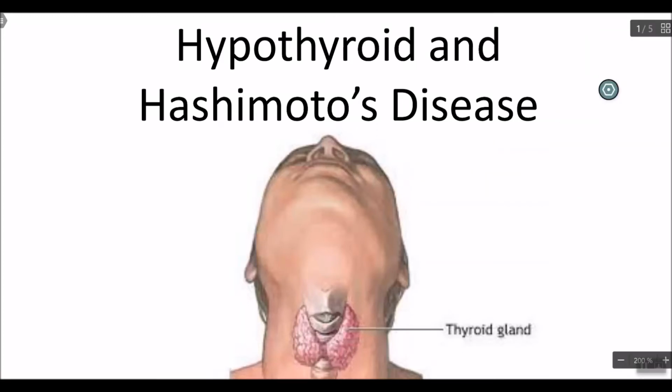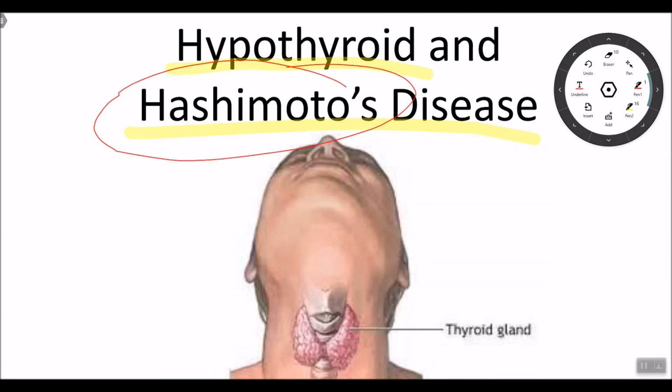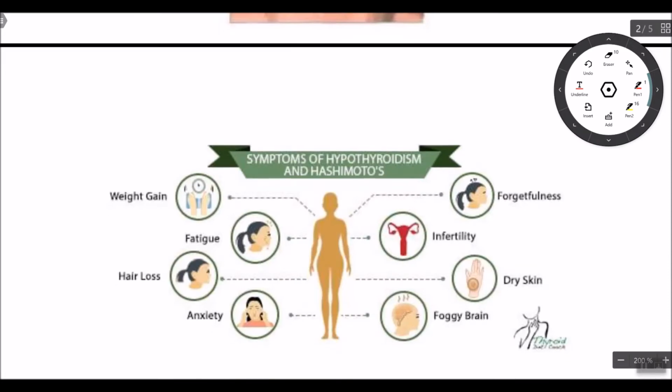Okay, so today what I want to really cover is hypothyroidism, but in particular, exactly what is Hashimoto's disease. Because a lot of my patients are coming in with hypothyroidism and they actually don't have a simple case of hypothyroidism. They actually have a complex case, which is Hashimoto's disease. So I kind of want to explain that so you can fully understand the extent of what's going on in your body.